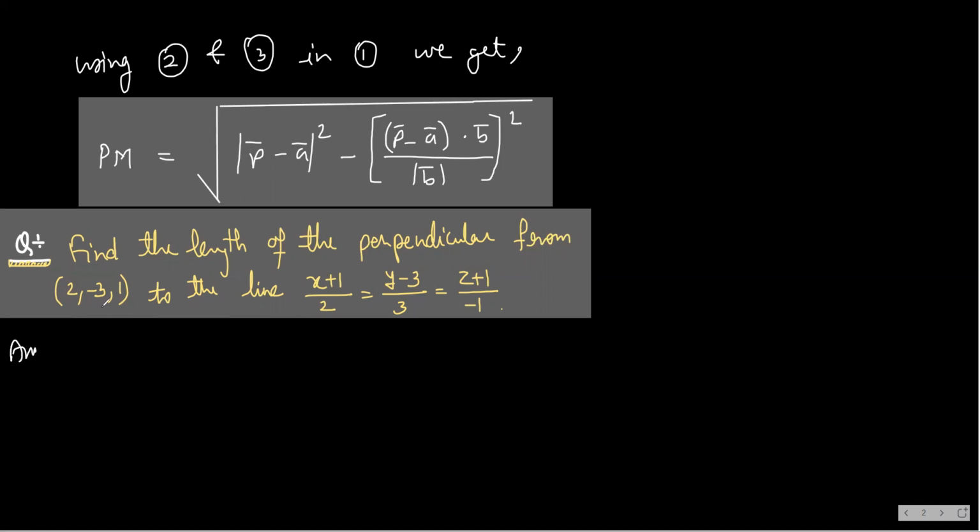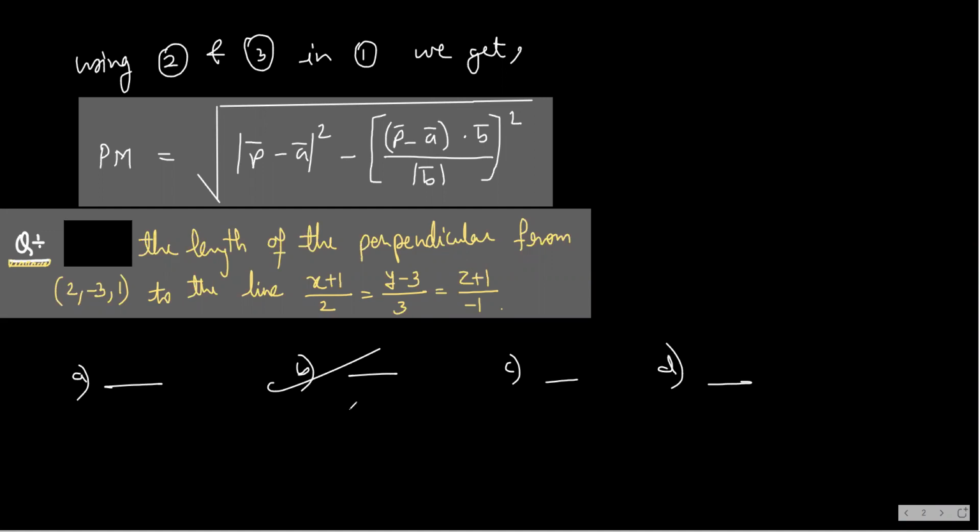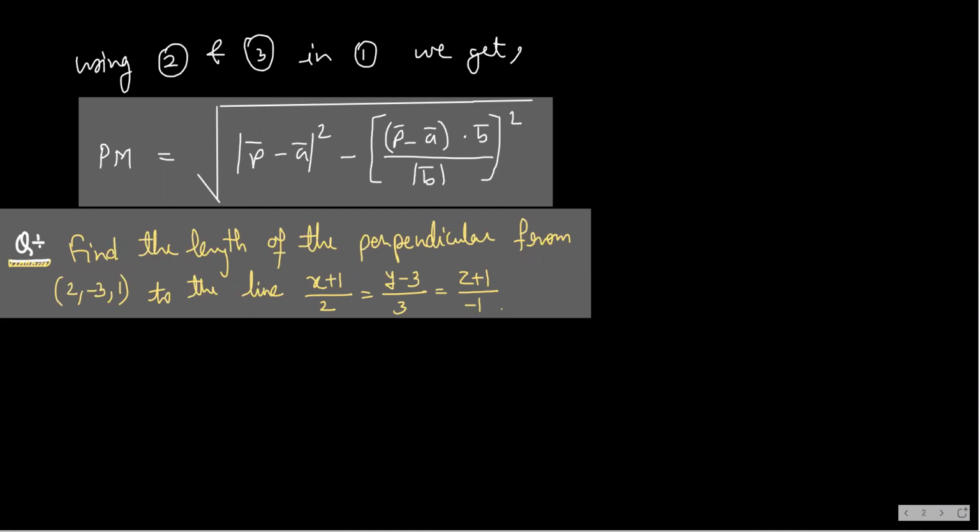If this is an MCQ question, the question would be framed differently. It will be said that the length of this from the line is, and then you have 4 options, A, B, C, and D. You will find the length, and any one of the answers is correct. Say B is correct. So this kind of question you can get in MCQ. You can also get it in your respective board examinations. The idea will remain the same.